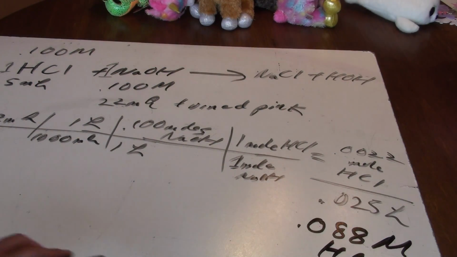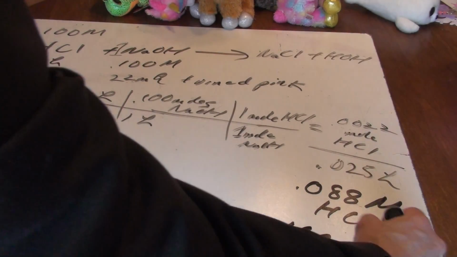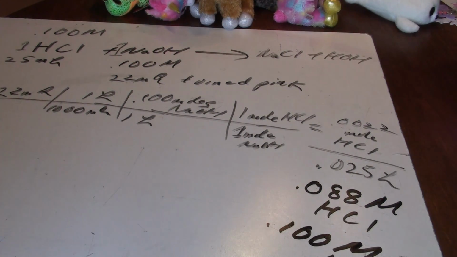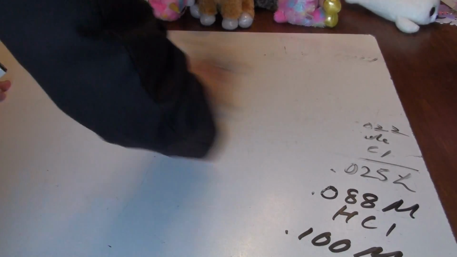So that's how you would determine your molarity experimentally, and then you can compare it with the theoretical, which I told you was 0.100 molar, and you could calculate percent error. And what about the weak acid section? Well, you basically do it the same way.